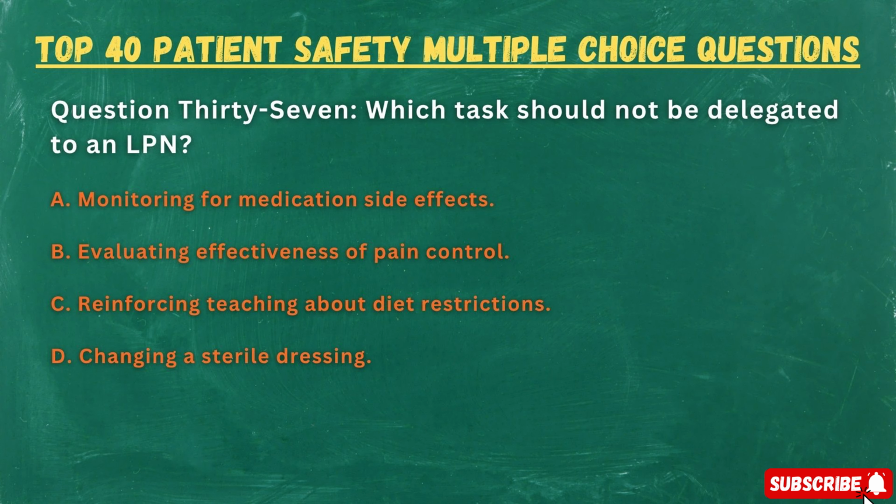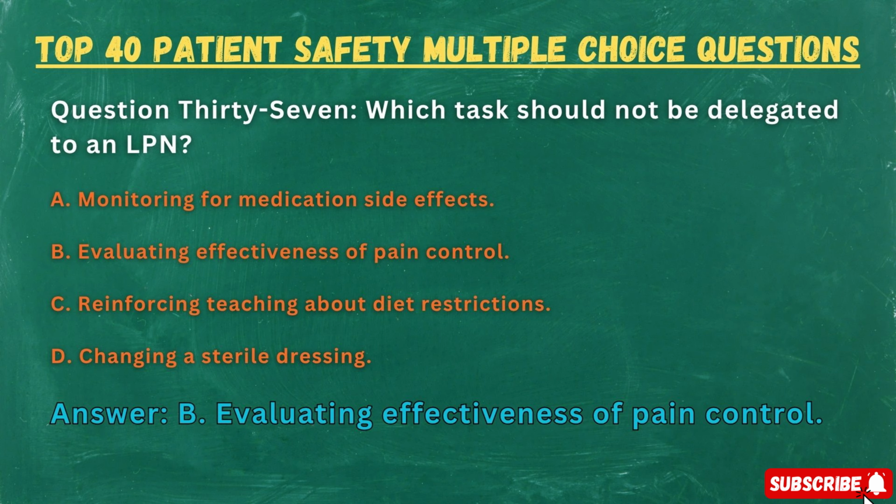Question 37. Which task should not be delegated to an LPN? A. Monitoring for medication side effects. B. Evaluating effectiveness of pain control. C. Reinforcing teaching about diet restrictions. D. Changing a sterile dressing. Answer: B. Evaluating effectiveness of pain control.